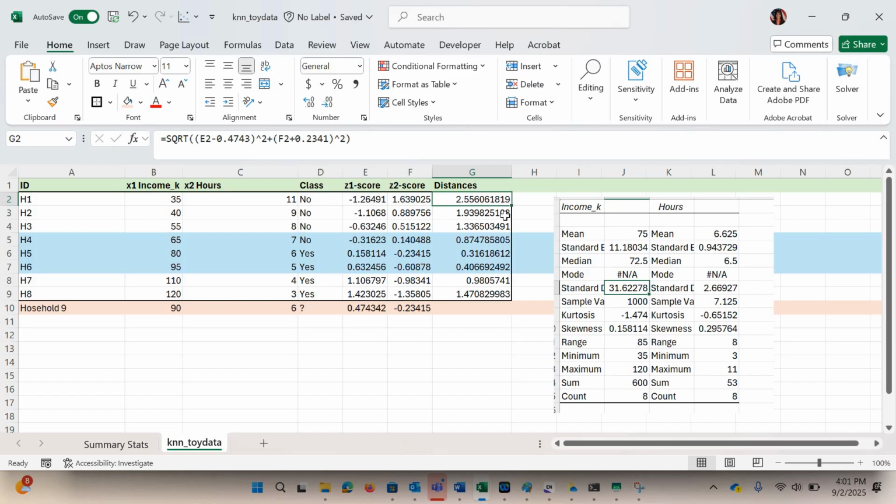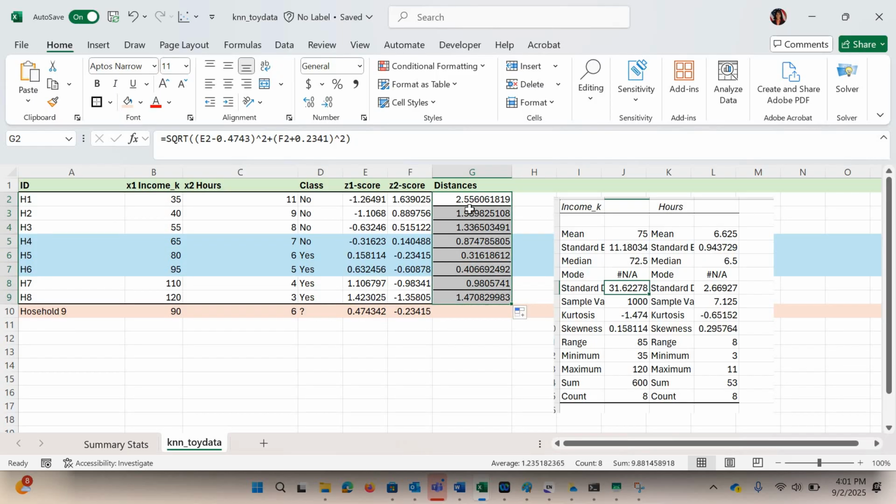And then I just double clicked. I went like this, made a little cross like this, double clicked, and it spit me down the formula the same way all the way down. Because I don't want to do that by hand. So that's how you do this part.